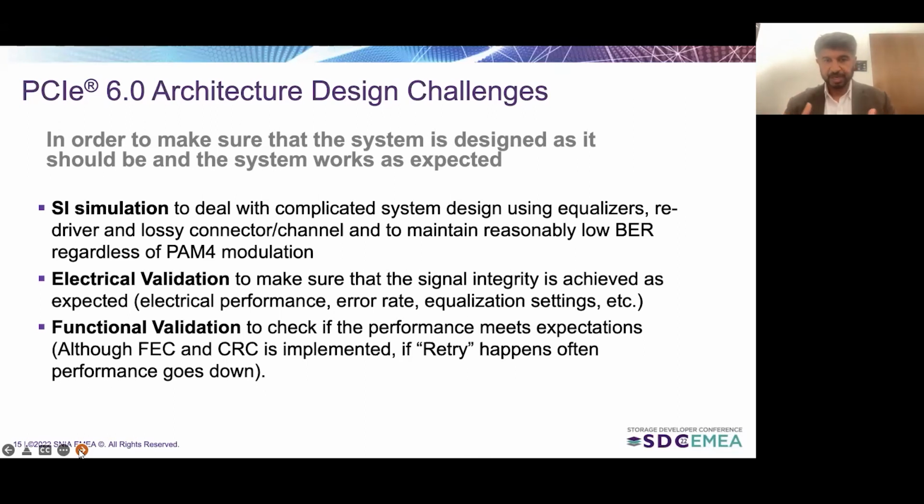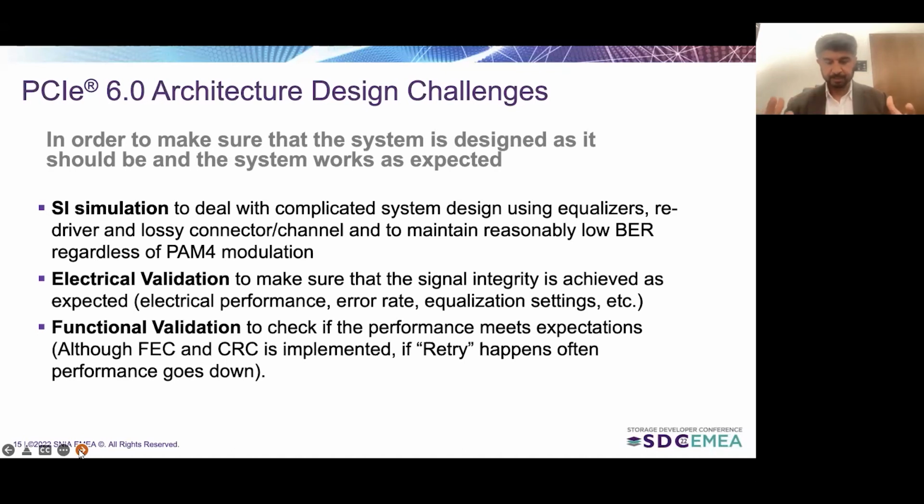Electrical validation is to make sure that the signal integrity is achieved as expected: electrical performance, error rate, equalization settings, etc. Again, we're talking about 64 gigabits per second, a much higher data rate. So a lot of testing will have to be done in the right way to make sure the right performance is achieved as per the data sheet or product spec. And finally, functional validation to check if the performance meets expectations. Although FEC and CRC are implemented, if a retry happens, typically performance goes down.